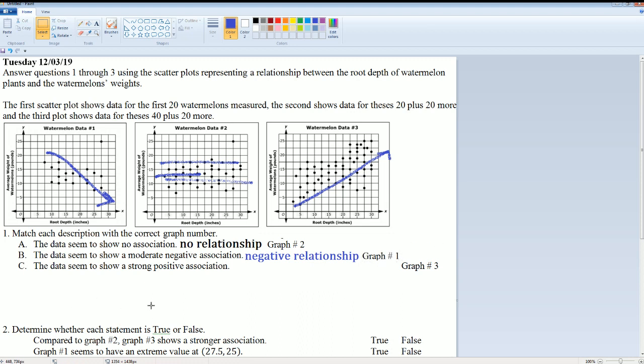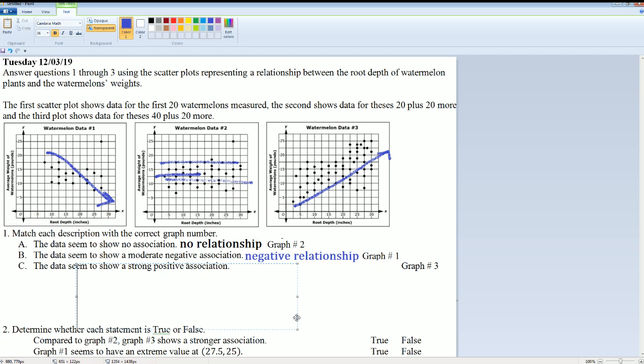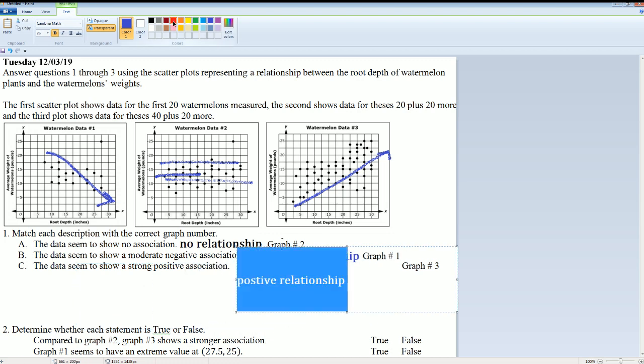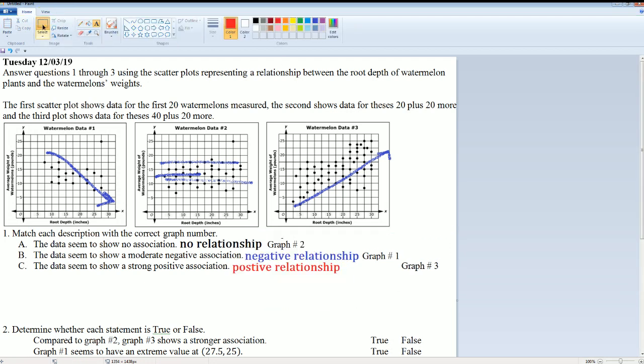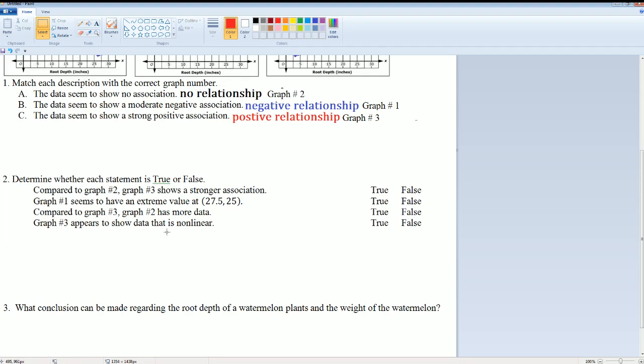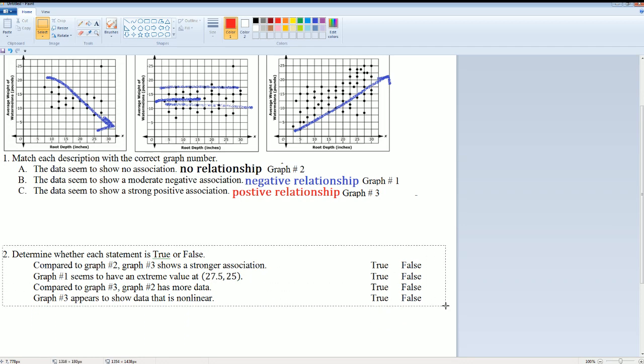So by default, the only one left is graph 3, which has a strong positive association. That just means which one has a positive linear relationship. In this case, it's linear. I can make that red for you if that helps. Positive relationship, and that one is going to be graph 3. There you go. Good? Okay. Here, let's just move up the data.